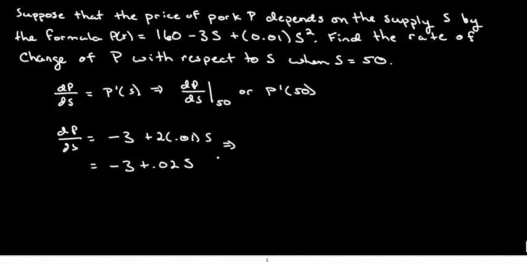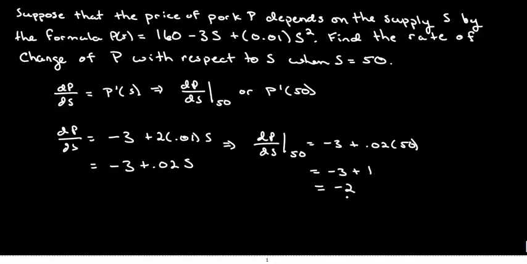Now we need to evaluate that when S is 50. So we'll take dP/dS at 50, and that's going to be equal to negative 3 plus 0.02 times 50. So this is negative 3 plus 0.02 times 50, which is 1. And so it'll be negative 3 plus 1, which is negative 2.